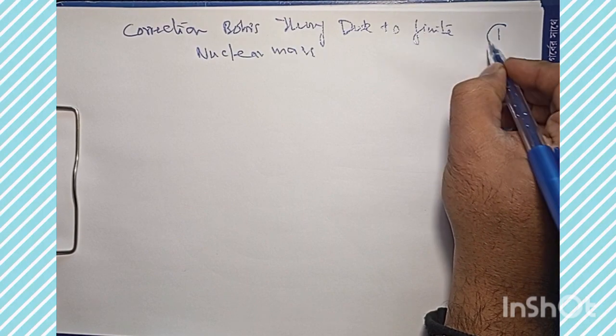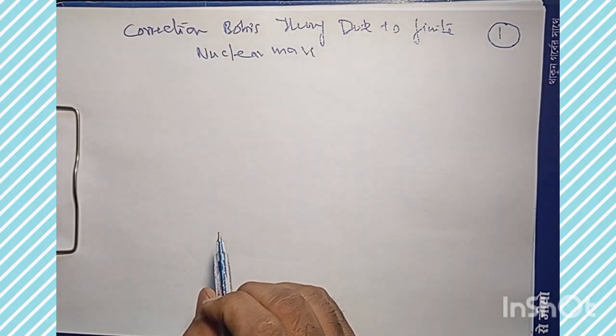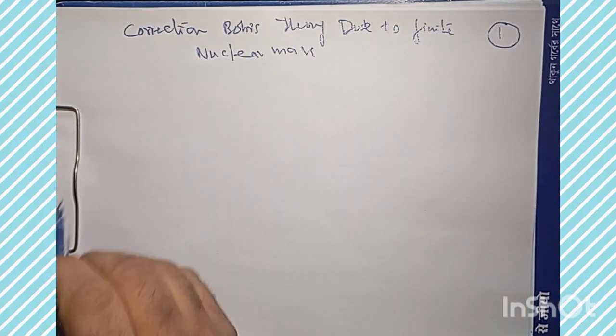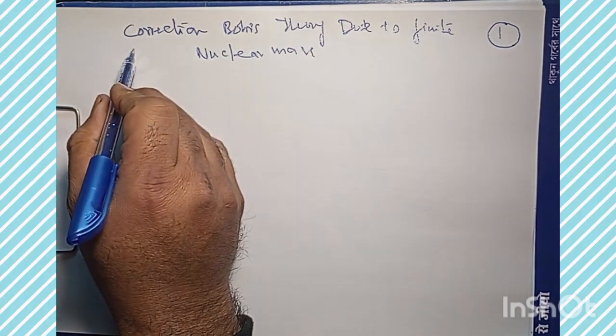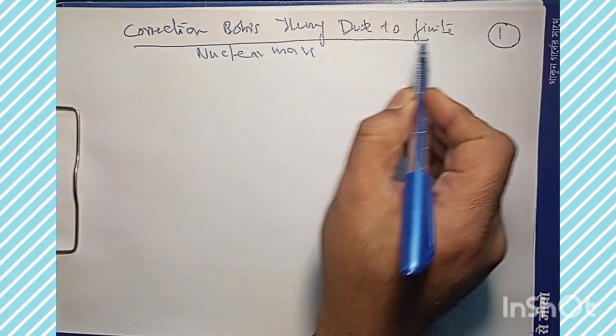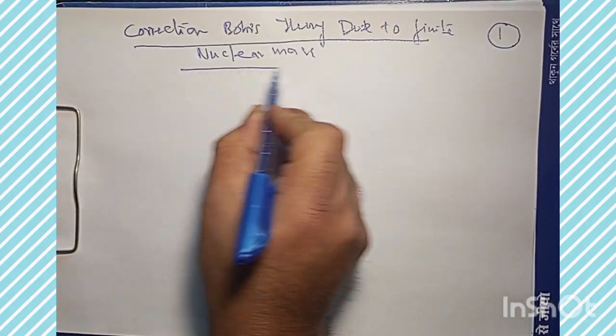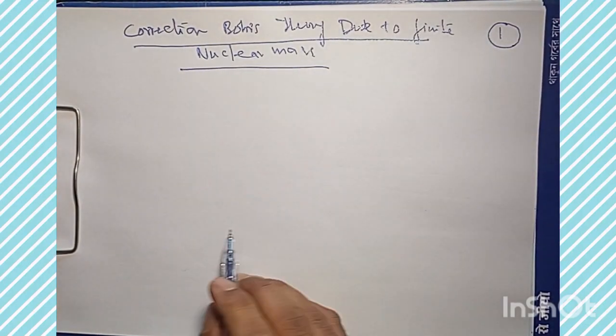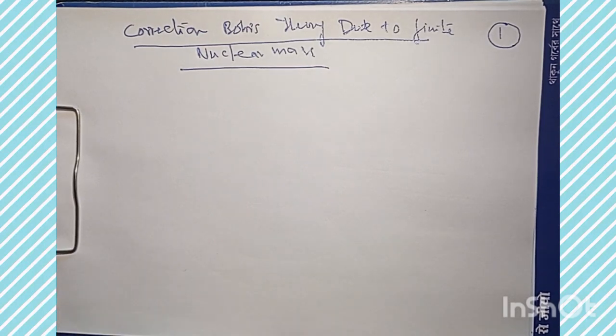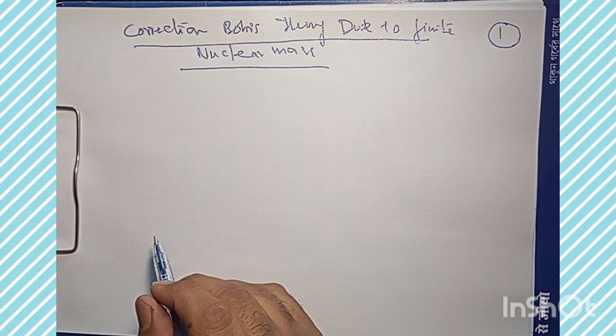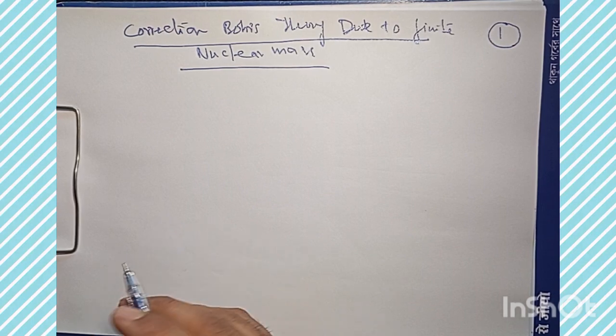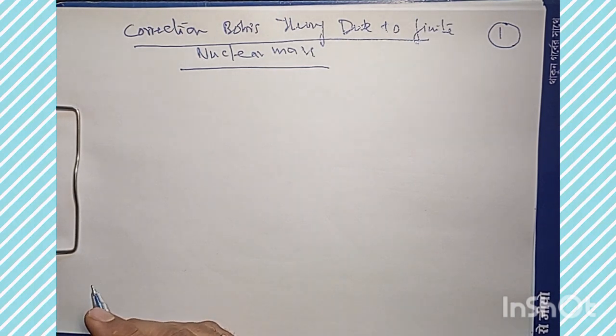And in this video, I'll try to talk about the correction of Bohr's theory due to the finite nuclear mass. And I would like to demonstrate here how accounting of the nuclear mass into an atom led to the discovery of heavy hydrogen or deuterium.